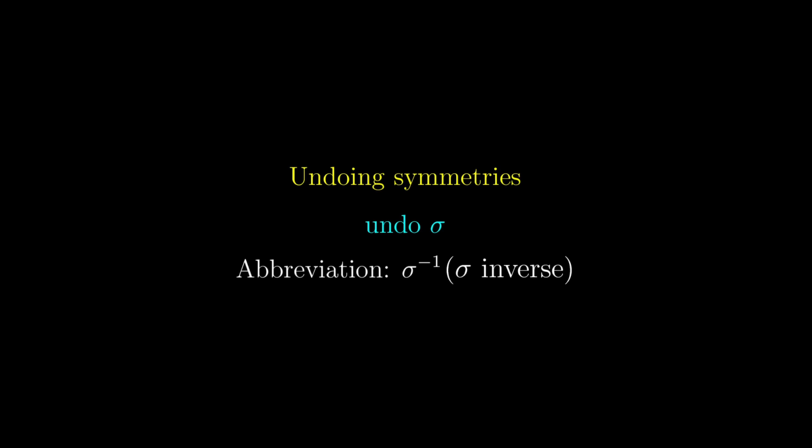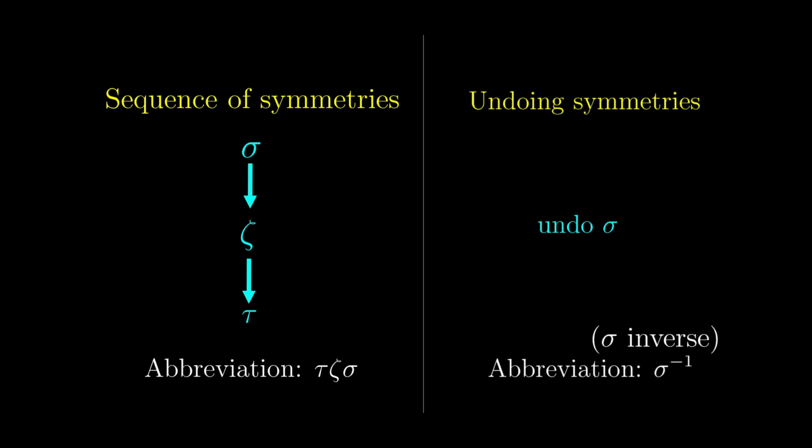Another abbreviation we would make is about undoing symmetries. Previously, we just said undo sigma for a symmetry that undoes sigma, but we can abbreviate this to be sigma to the power -1. We usually read this as sigma inverse. Looking at these two notations, it seems like we are multiplying symmetries, but please don't treat it like normal multiplication.